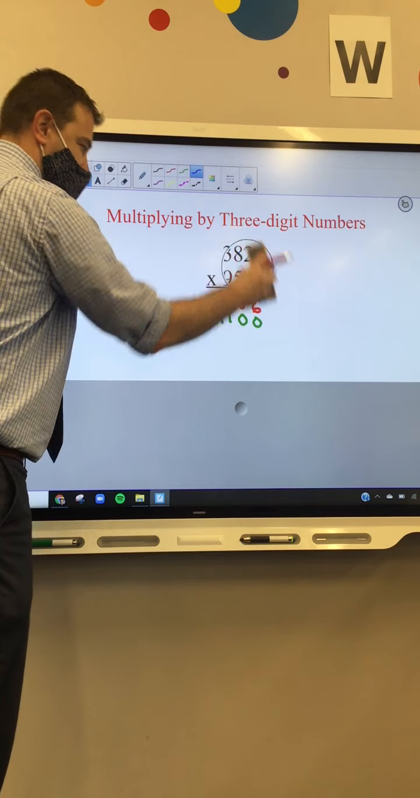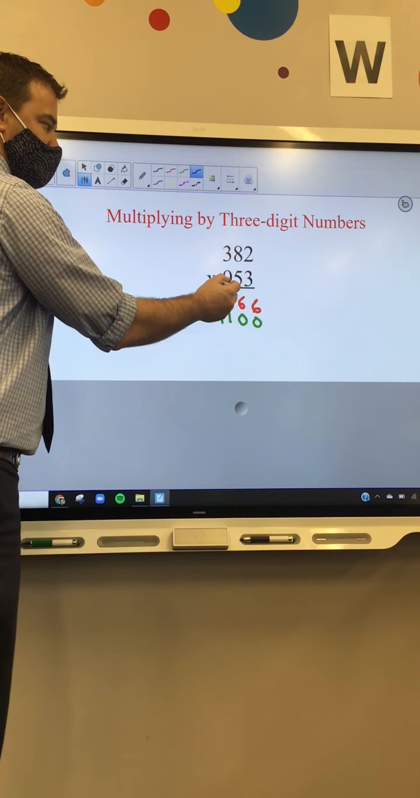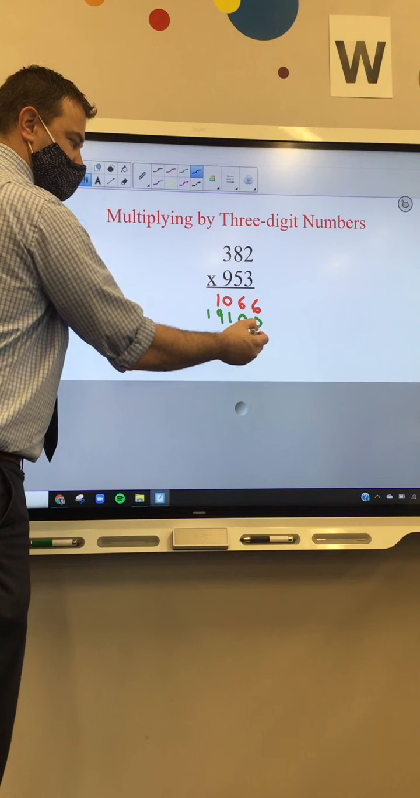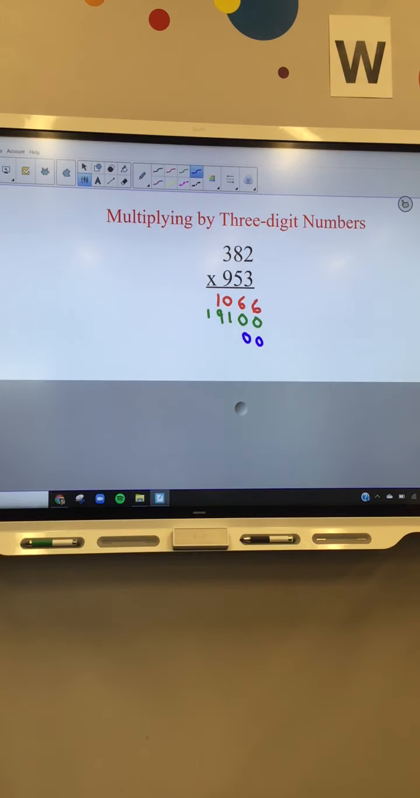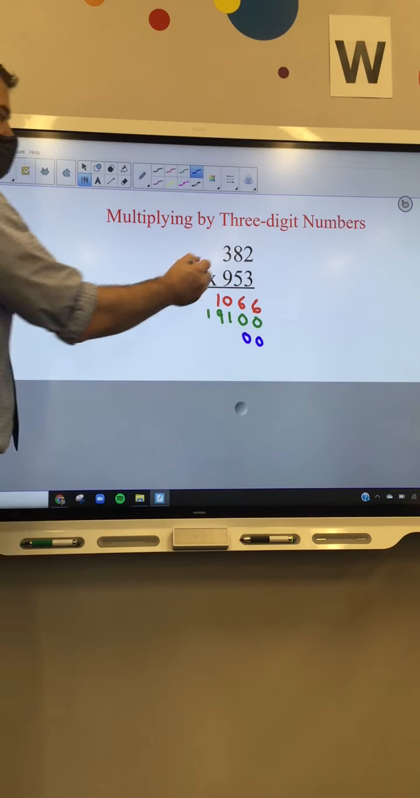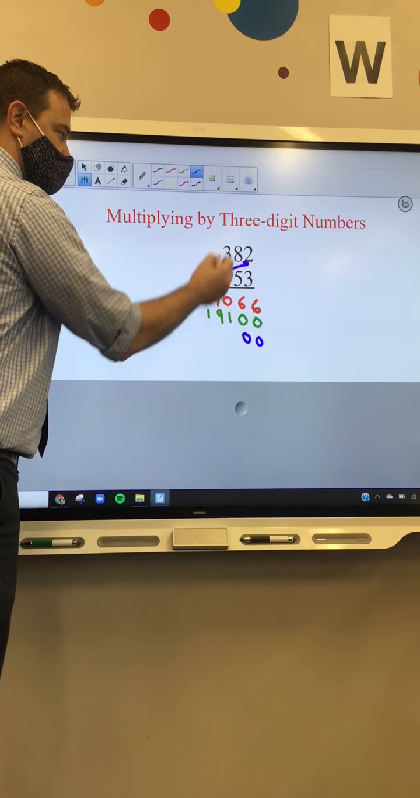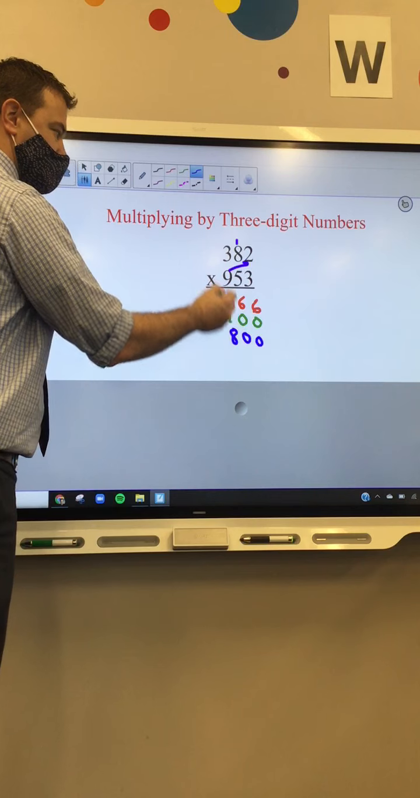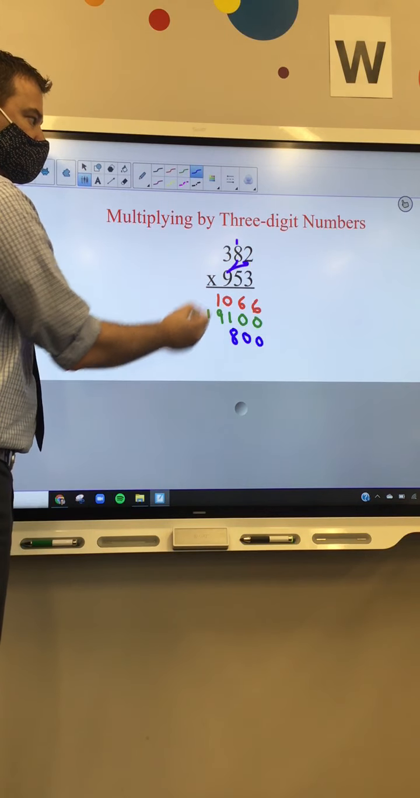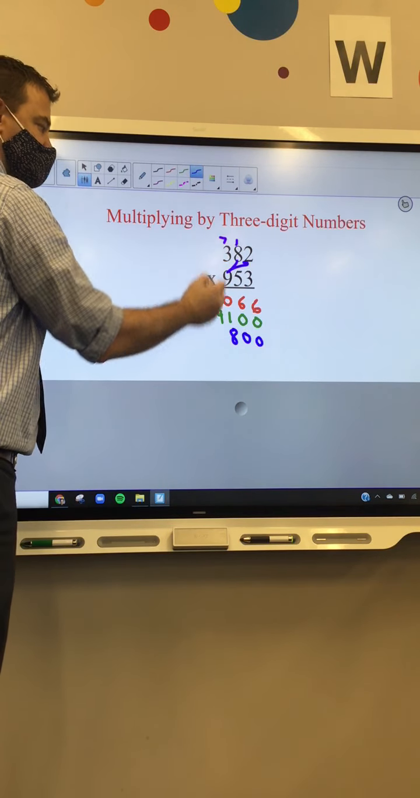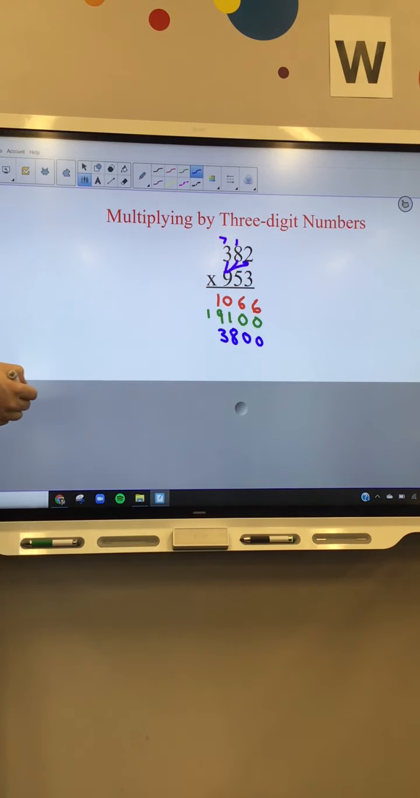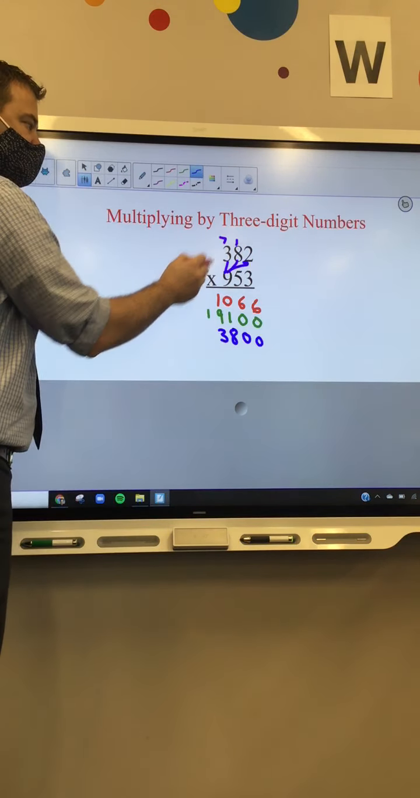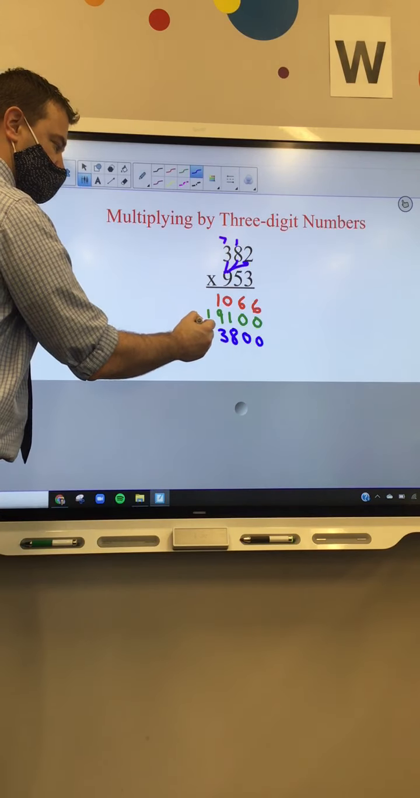So now I'm multiplying by 900. Again, because it's not just 9, I place a 0. Because it's not just 90, I place another 0. And now I start multiplying. 9 times 2 is 18. 9 times 8 is 72, plus I've got this one, which makes it 73. 9 times 3 is 27, plus my 7 up top is 34.